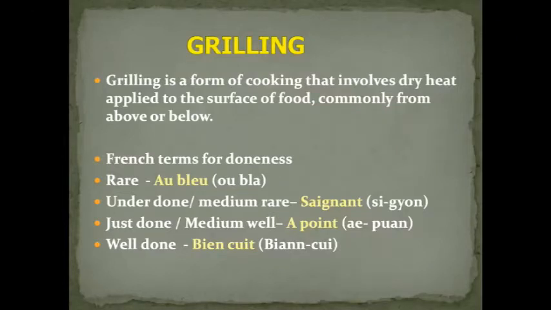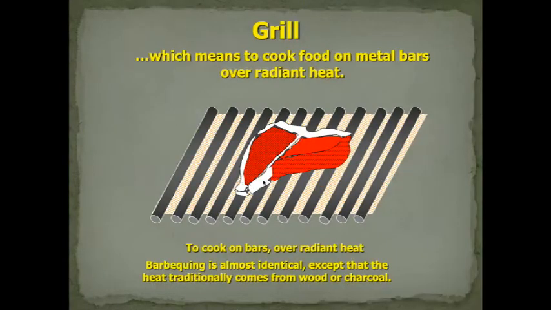There are bars, and you keep the food on the steel bars and you cook it. That is known as grilling. Which means to cook on metal bars over radiant heat. The heat which is coming can be either through wood or through coal. It comes in one of these ways and heats, and that we call grilling.